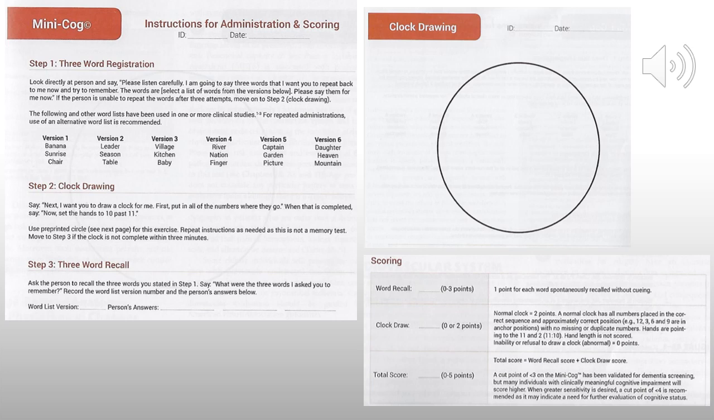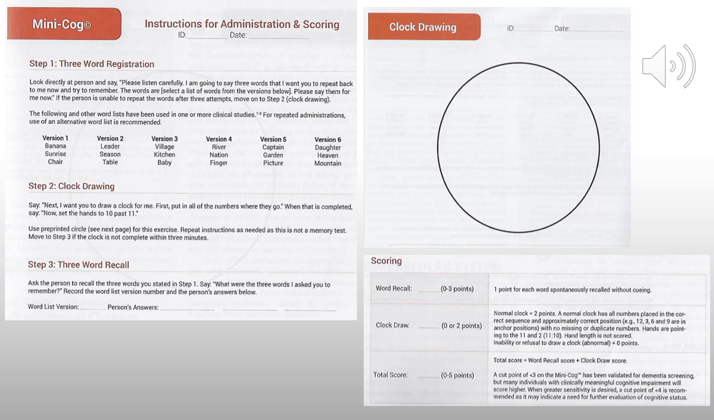Next, I want you to draw a clock for me. First, you put in all the numbers, and then set the hands to 10 past 11, and you ask the patient to do that. And then, after step 2 is completed, you ask him, so what were those 3 words I asked you to remember? And then you write down which ones your patient remembered or not.